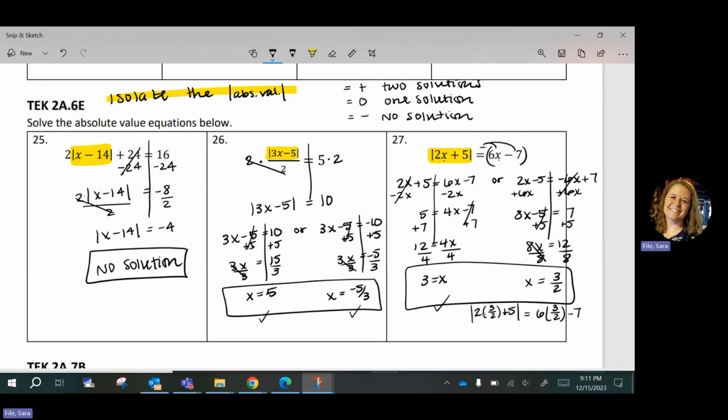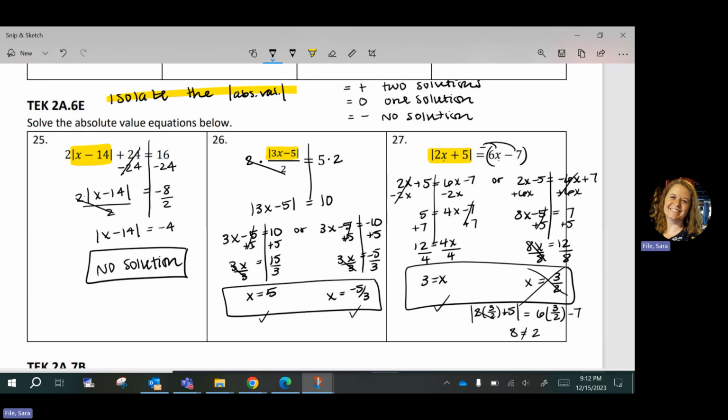Okay, so over here, 2 is reduced. That's 3 plus 5 is 8. The absolute value of 8 is 8. Over here, 6 over 2 is 3. 3 times 3 is 9. Minus 7 is 2. Those are not equal. So that is an extraneous solution. Okay, so that's why you always want to just double check your answers to make sure that they work.